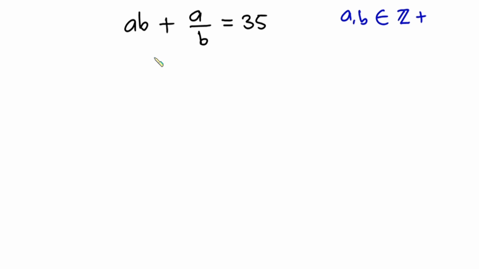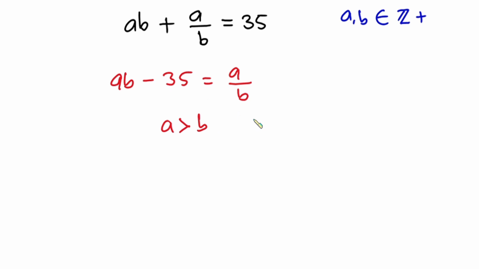Now let's get started. First, let's make a divided by b the subject. So we have a times b minus 35 is equal to a divided by b. From the problem, we are saying a and b are positive integers. So when you multiply an integer by another integer, you still get an integer. So it means that a times b is also an integer. Now when you take an integer from another integer, you still get an integer. So it means that a divided by b over here is also an integer, meaning a is greater than b.